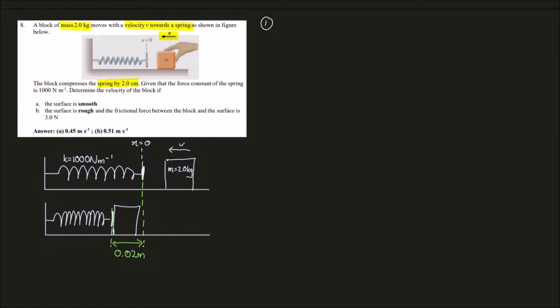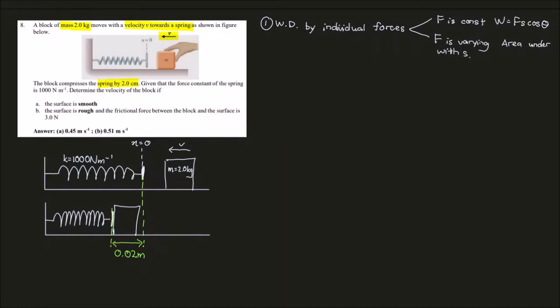The first one will be work done by individual forces. So this is the one where you learn about Fs cos theta. Work done by individual forces, if the force is constant, then you can use W equals Fs cos theta. But if the force happens to be changing, force is varying with distance, then the only way in our syllabus will be to find the area under the F-s graph. Okay, so that's our first concept, work done by individual forces.